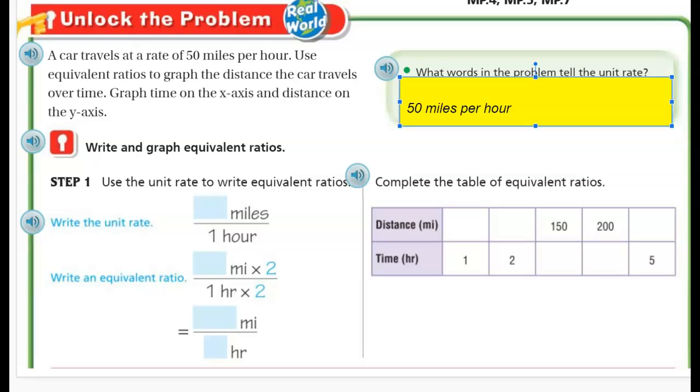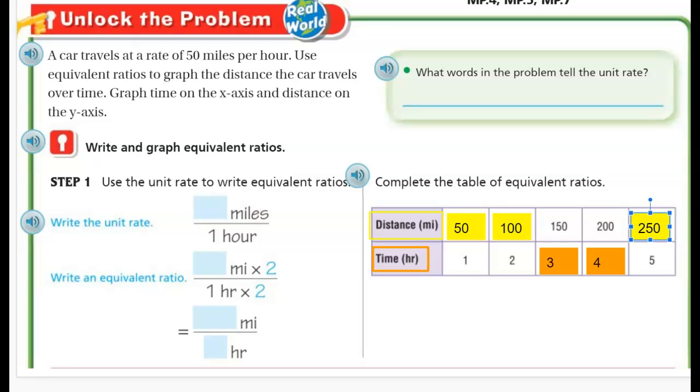You see a chart there. Go ahead, pause the video, fill this in. And as you can see, this chart, complete the table of equivalent ratios, is filled in. 50 miles per hour, 100 miles in 2 hours, 150 miles in 3 hours, 200 miles in 4 hours, and 250 miles in 5 hours.